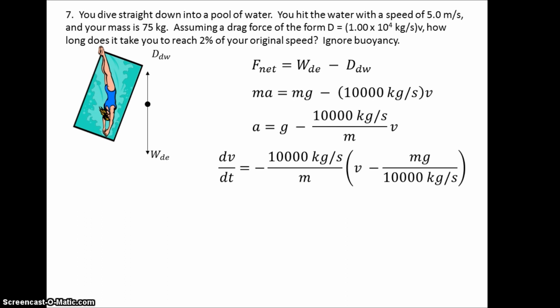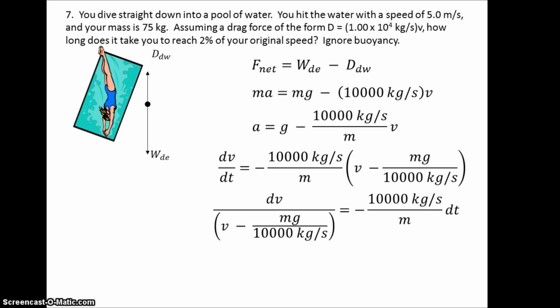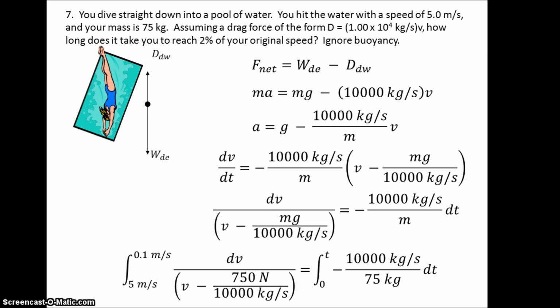And I can do a little bit of algebra on the right-hand side. I'm going to multiply both sides by dt and divide both sides by v minus mg over 10,000 kilograms per second. I'm going to integrate both sides from 5 meters per second to 2% of that velocity, which is 0.1 meters per second. And that's going to go from 0 to t seconds. Integrating both sides, on the left-hand side, I'm going to get a natural log. On the right-hand side, it's t to the 0 power, so it's going to become t to the first power.